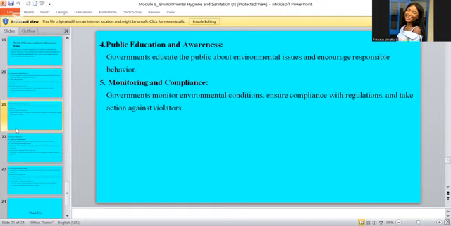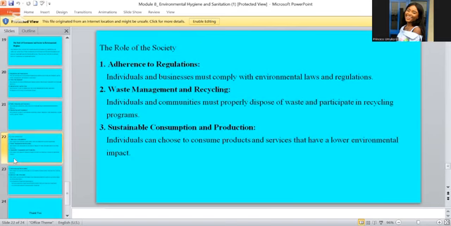The government should also educate the public about environmental issues and encourage responsible behavior. Governments should monitor environmental conditions, ensure compliance with regulations, and take actions against violators. What can the society do? Individuals and businesses must comply with environmental laws and regulations. Individuals and communities must properly dispose of waste and participate in recycling programs.